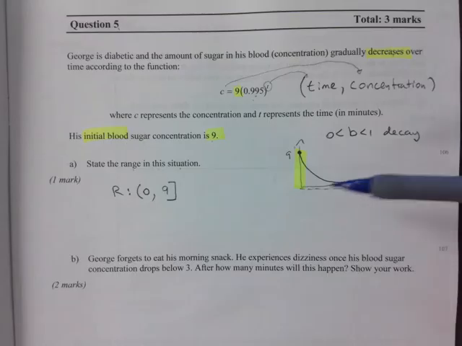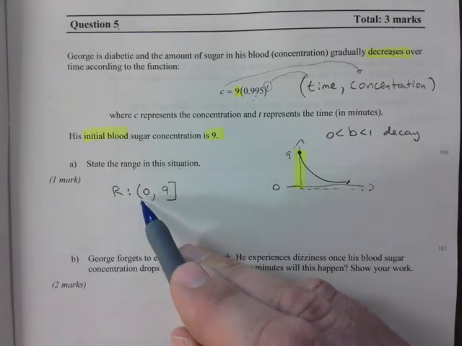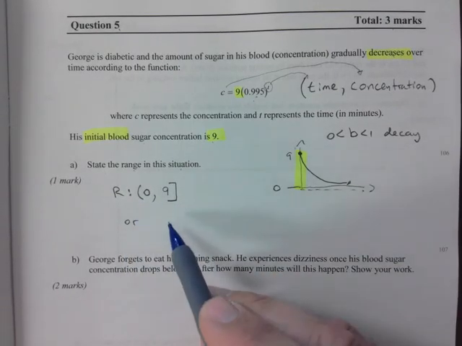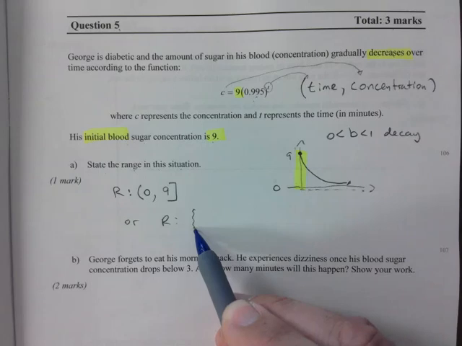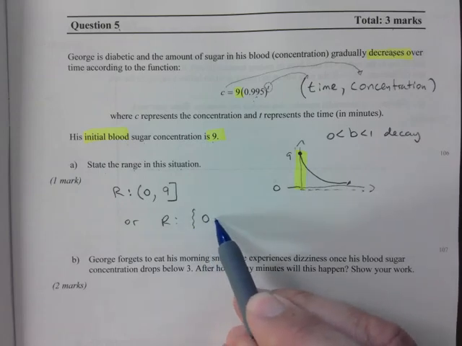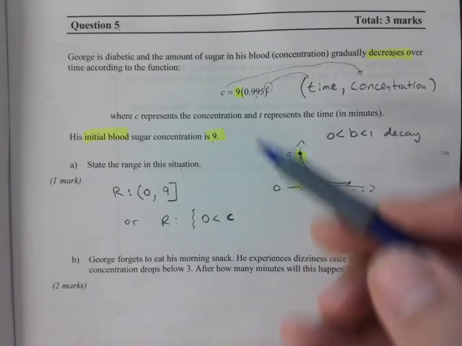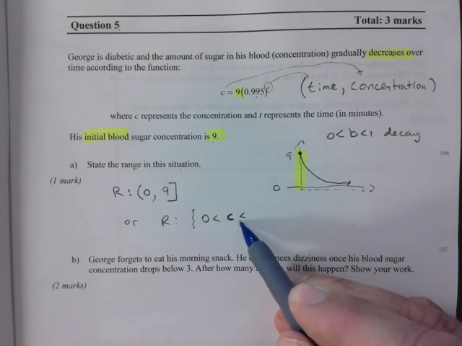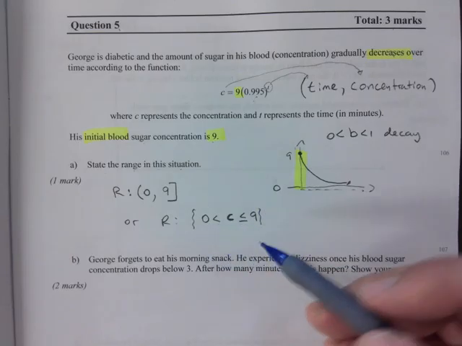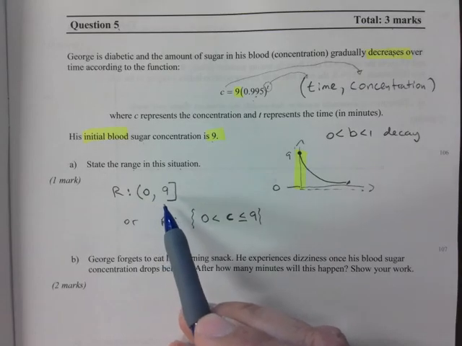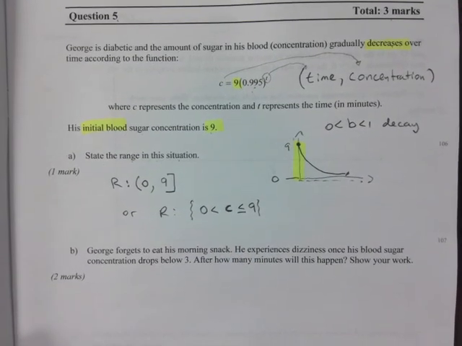Yes, 9 is included. So it's between 0 and 9, but 0 is not included. Or, if you wanted to state the range using interval notation, you've got to go squiggly brackets. Then you go 0 less than y, using the letter y, and then less than or equal to 9. So 9 is included, 0 is not included. I would say stick with interval notation. Don't go this way. That's just my opinion there.